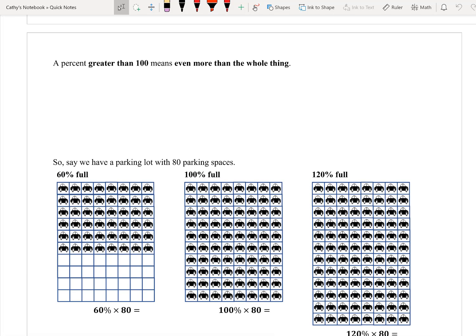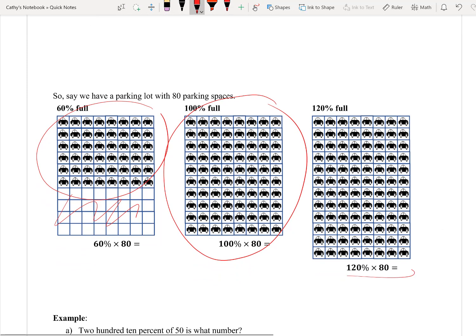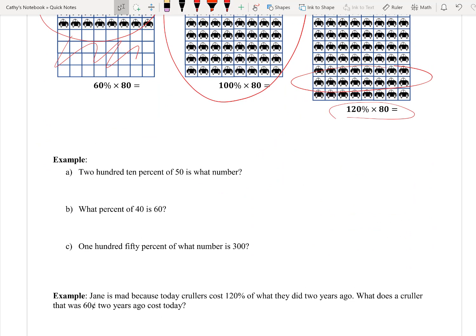For example, if you have a parking lot that has 80 spaces and you say that the parking lot is 60% full, then it means that part of it is full, but some of it is still left over. If it's 100% full, it means the whole thing is full. If it's over 100% full, like 120% full, that means that you had to add some spaces to it. So it's even more cars than that parking lot that holds 80 cars could hold. Okay, so this is what we're looking at. We're looking at situations where we're talking about a percentage that's more than the whole thing.